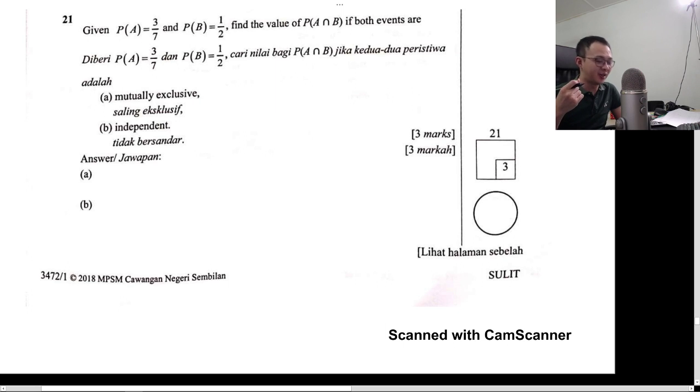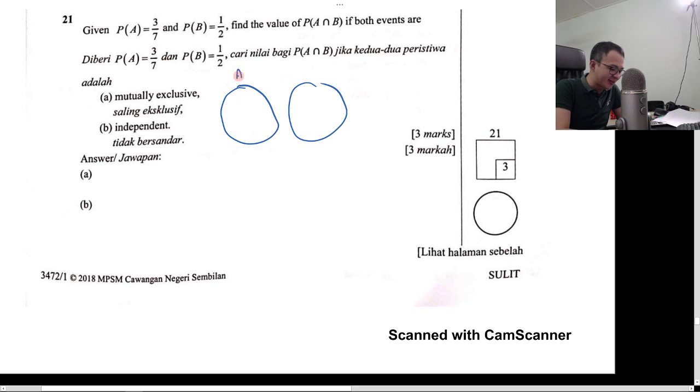Alright, question 21. For this one you need to know what an exclusive event is. An exclusive event basically means that set A and set B don't have anything in common. They don't intersect each other. We call that exclusive. So that means the things cannot happen together. This is what we call exclusive.